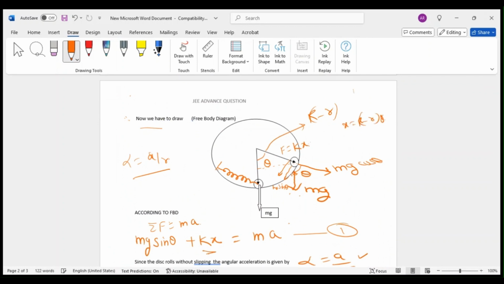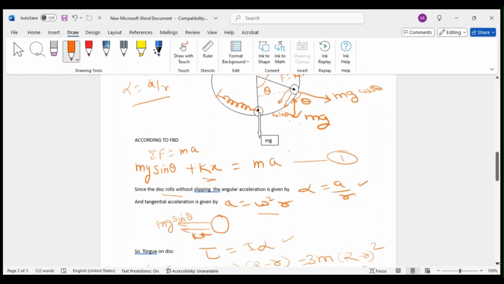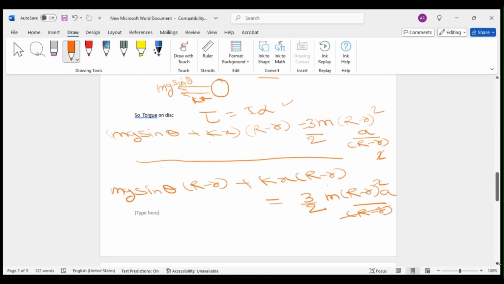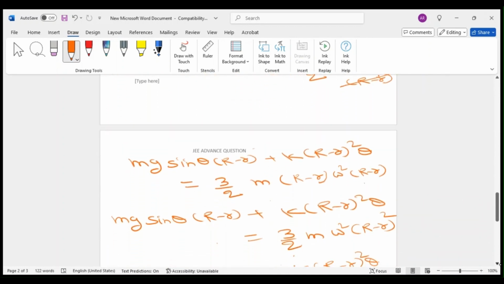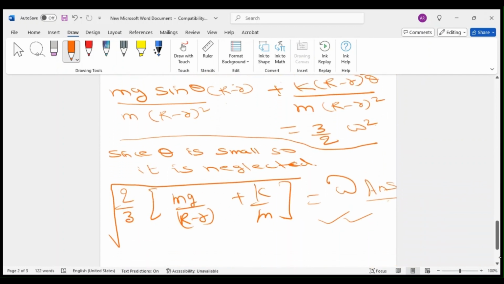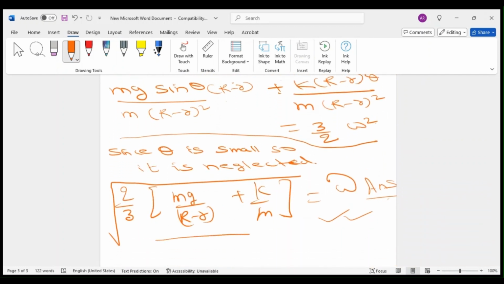Why? Because we have already learned that when the distance traveled across the circumference from the center means some small distance, it is r into theta. Here (R minus r) theta is the value of x. We have to put this value here. And after solving all these equations, you will reach the final answer, this one.